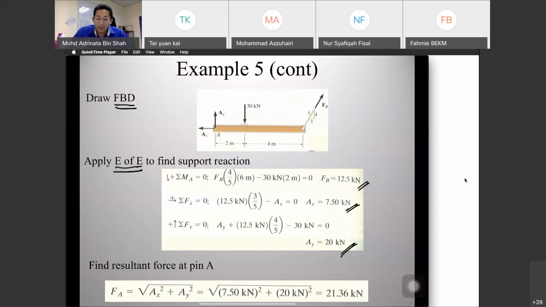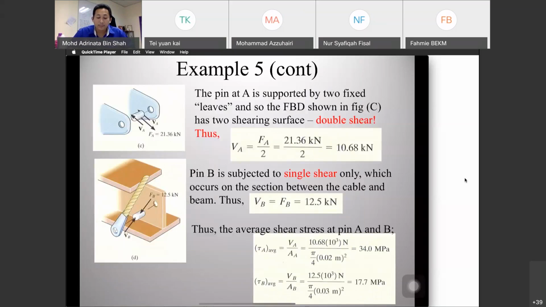Okay, so at A it is double shear, B is single shear. Okay, so first one we calculate at pin A, so we get a resultant force of 20.36 kN because of the AX and AY direction. Okay, so this is A.